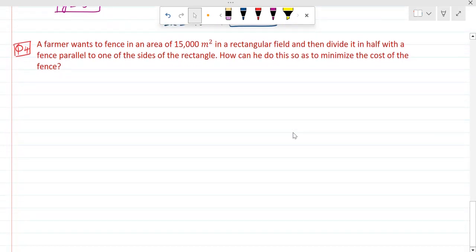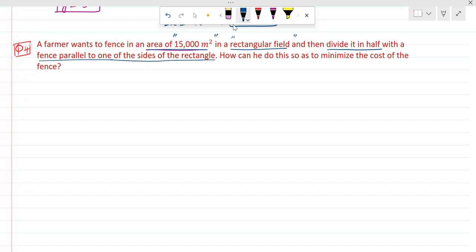And the last problem of this topic is: the farmer wants to fence an area of... Since the area is given, in the last two problems, if you notice, you had the perimeter. But here the area is given. In the rectangular field, this is important information. And it is divided into half with the fencing parallel to each of the sides of the rectangle. How can he do this so that the minimum cost of the fencing is done?